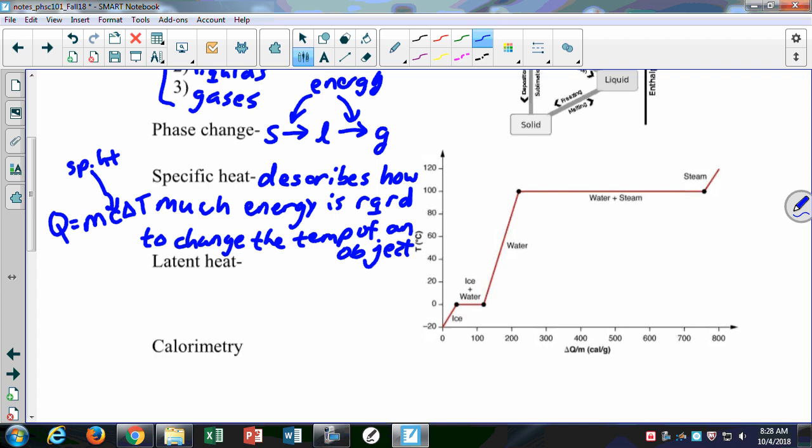All right, so specific heat describes how much energy is required to change the temperature. And then latent heat, Sarah, I think you asked, has to do with how much energy is required to change the phase. Latent energy? Oh, you've heard it. I know you have, you just forgot.